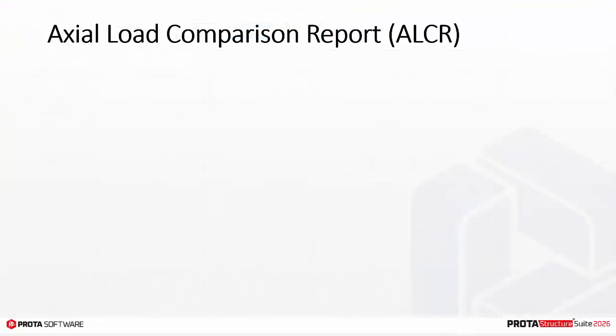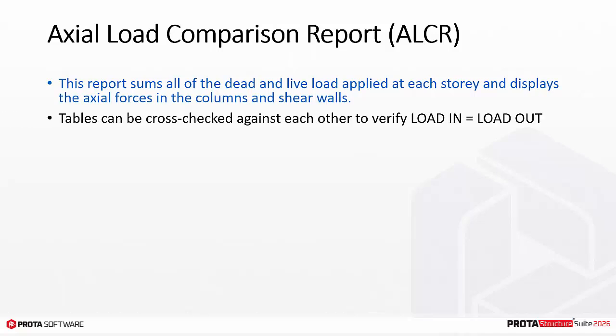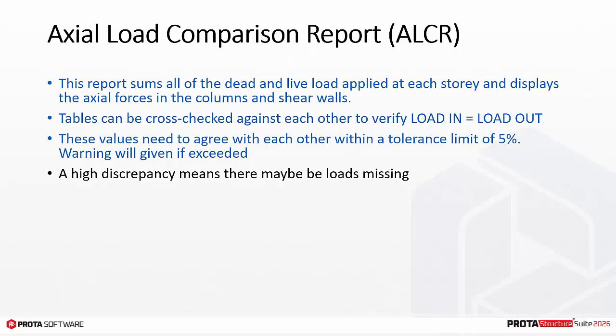The Axial Load Comparison Report, or ALCR, sums all of the dead and live load applied at each story and displays the axial forces in the columns and shear walls. Tables can be cross-checked against each other to verify load in equals load out. These values need to agree with each other within a default tolerance limit of 5%. A warning will be given if exceeded after the analysis. A high discrepancy means there may be loads missing.